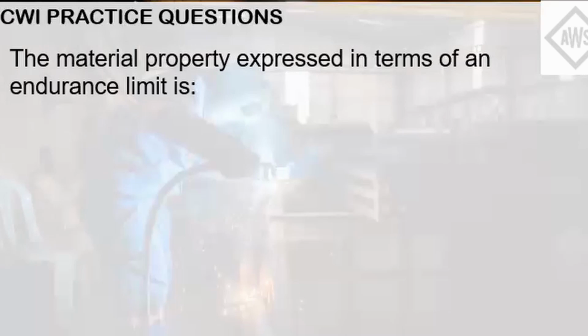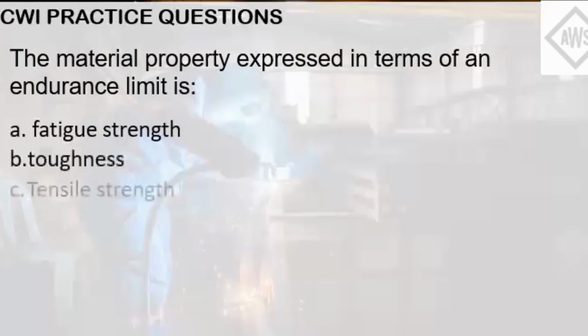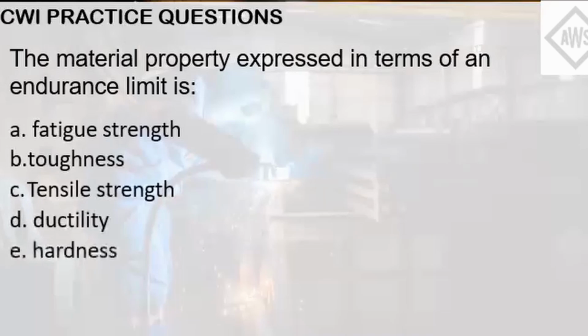The material property expressed in terms of an endurance limit is letter A, fatigue strength. Letter B, toughness. Letter C, tensile strength. Letter D, ductility. Letter E, hardness. The property that is expressed in terms of endurance limit is the fatigue strength. For the mechanical engineers out there, if you remember the Goodman and Soderberg equations, the endurance limit of the material is synonymous with the fatigue strength.